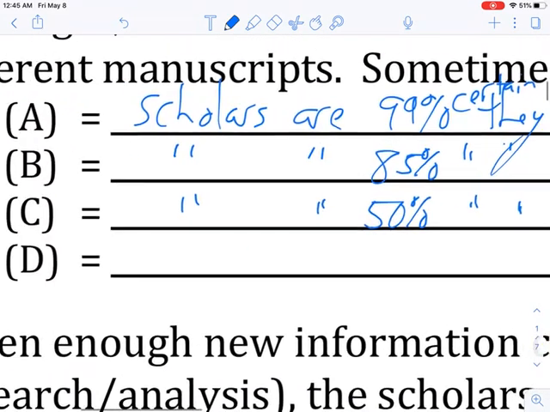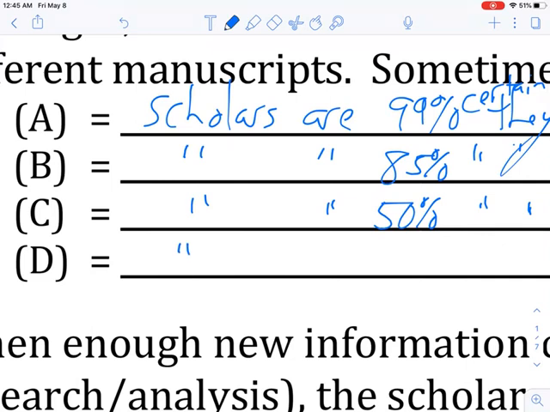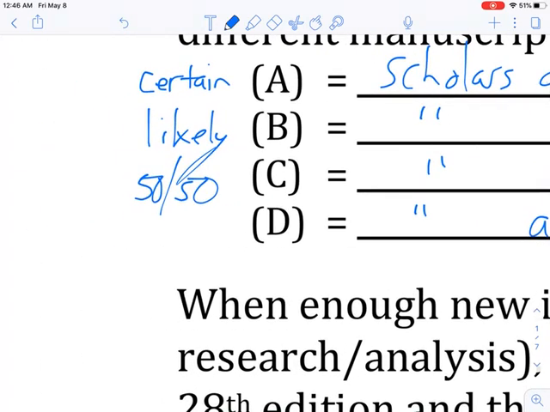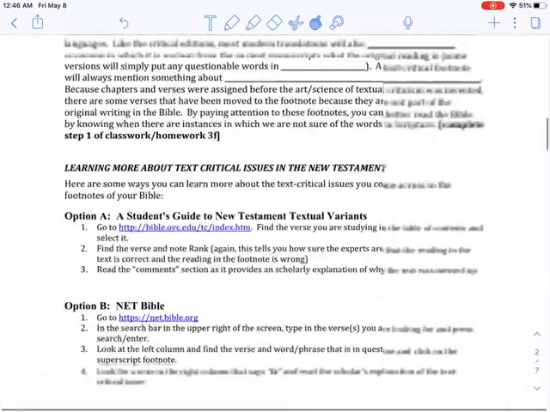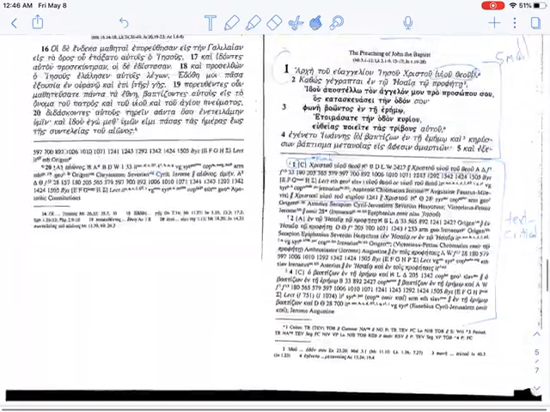And then finally, a D ranking means the scholars are not sure. So it's not even 50-50, they just don't know. It's uncertain. So again, an A means that they're certain they know the original words, despite the differences in the manuscripts. A B means they're pretty sure, it's likely. 50-50 for a C, and then they're not sure at all with a D. There's too many mistakes and too many different possible ways to read the Bible.